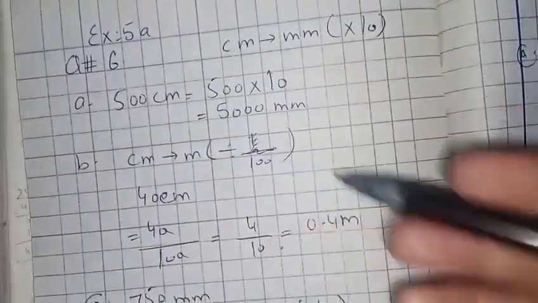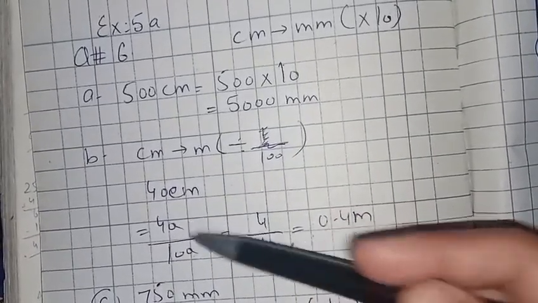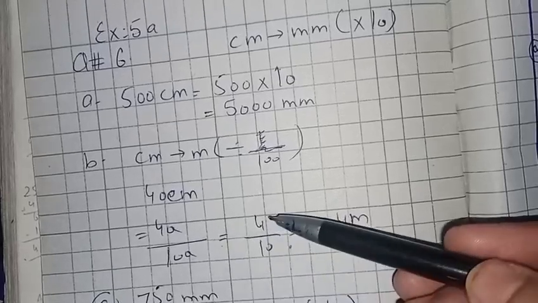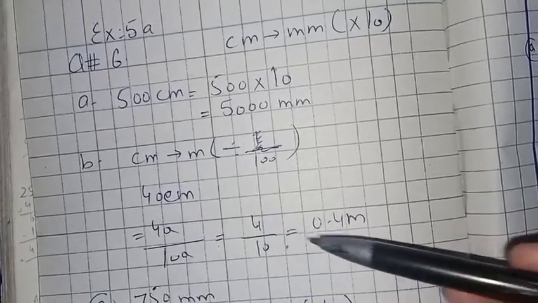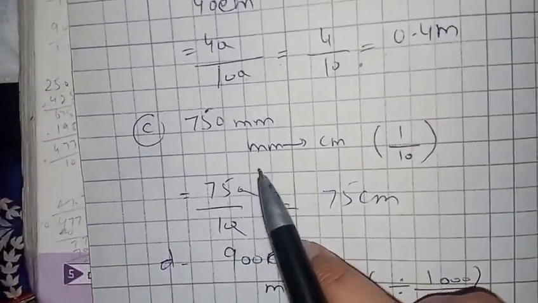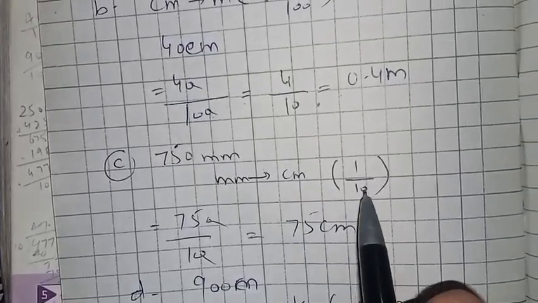Okay, dividing with 100. 40 centimeter, whenever you are converting 40 into meter, we will divide 40 by 100, then you get 4 by 10, and 4 by 10 means 0.4 meter. This is the answer. 750 millimeter, whenever you are converting millimeter into centimeter, you are doing this.